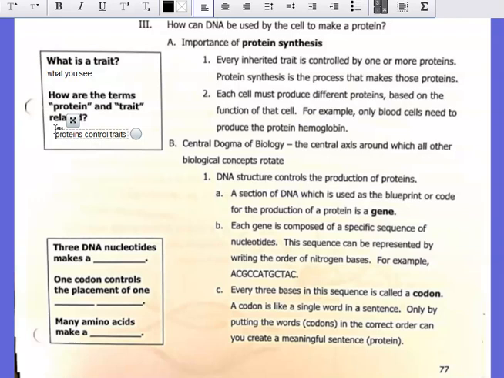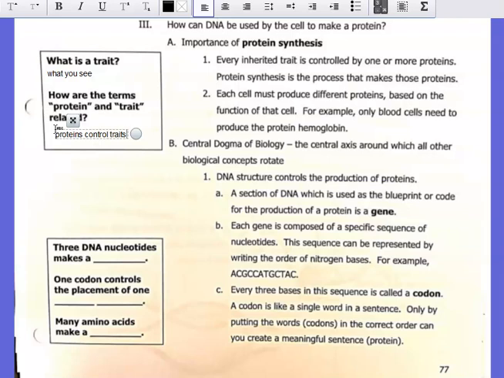So all of biology is based around what we call the central dogma, meaning this is what everything in biology and life really rotates around. So the first thing here is that the central dogma is that your DNA controls your production, that synthesis of proteins. So there's a few terms to remember when we're talking about this. A section of DNA, which is your blueprint for a protein, is called a gene. So genes are just small pieces of DNA.